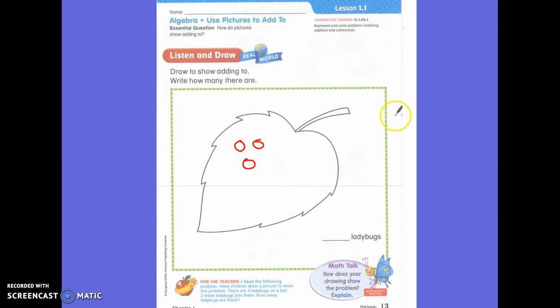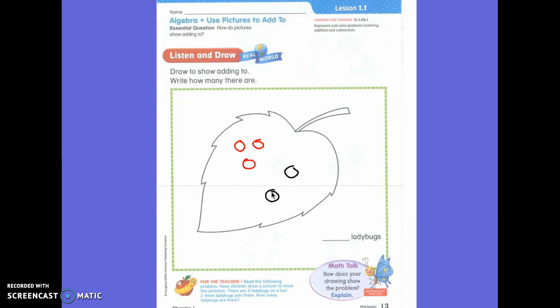So now I need to do what? You're right. I need to add 2 more. So just draw 2 more with your pencil. My question was, how many ladybugs are there?